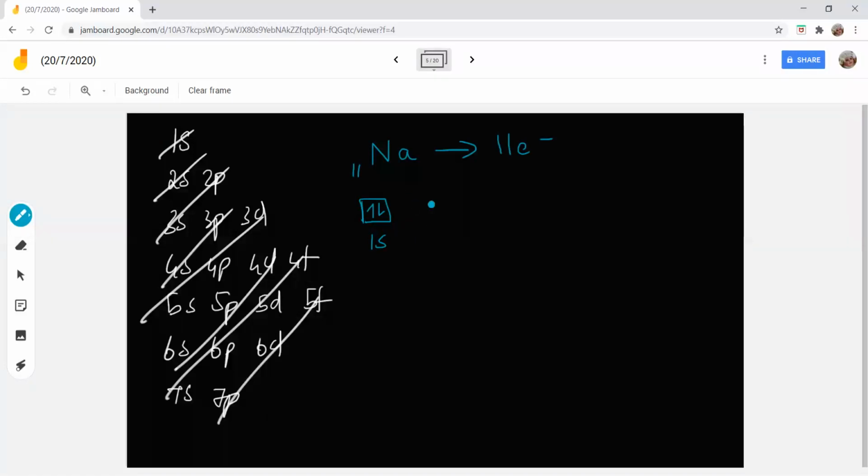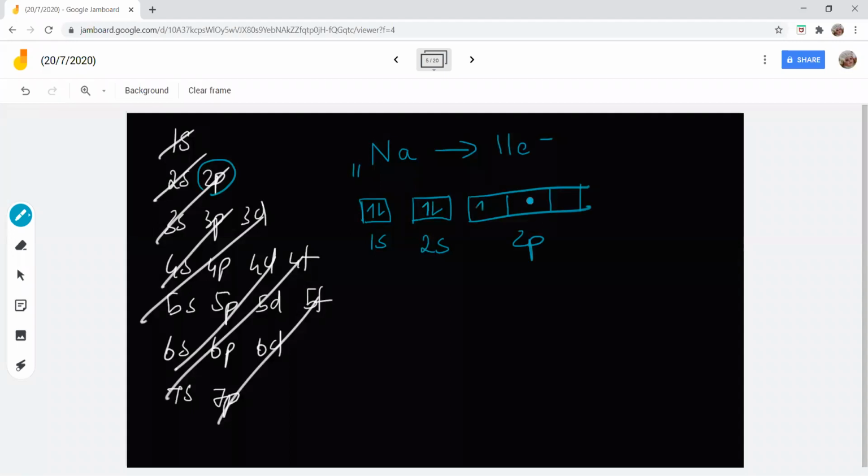After 1s, which orbital will get filled? 2s. Now out of 11, 2 I have filled, so I have 9 electrons remaining. Among 9, 2 electrons I'm filling in 2s. So out of 11, I have filled 4 electrons, correct? Now I have 7 more electrons to be filled. After 2s, which orbital do we go to? We go to 2p. 2p we represent with 3 boxes. Correct? Now I have 7 electrons to be filled.